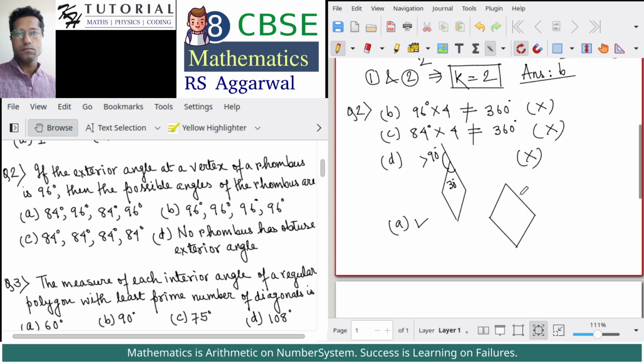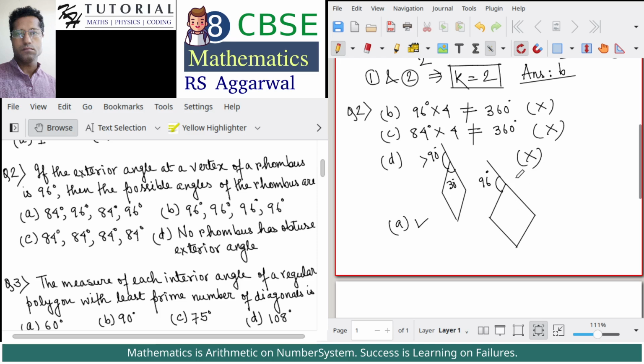If the exterior angle at a vertex of a rhombus is 96 degrees, which is obtuse, so it will be greater than 90 degrees. So my diagram is not correct. Anyway, please assume that this is 90 degrees, even though this is 96 degrees. Let's say this is 96 degrees. This is an exterior angle. Now it could be any exterior angle.